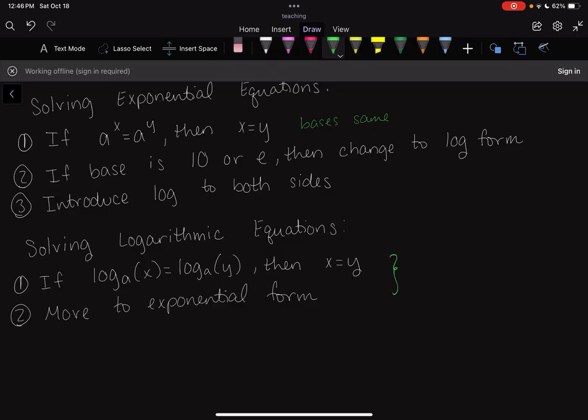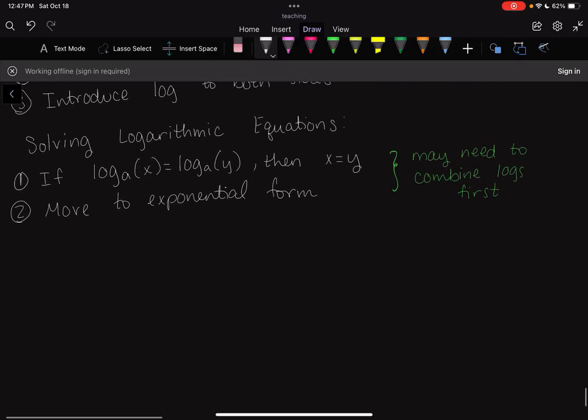For both of these, we may need to combine some logs first. So that would be using properties from our last section, 4.4. So we may need to combine some logs together before we can see this rule happen, or maybe before we can move into exponential form. So we'll see that. But for now, let's go ahead and jump into some problems.